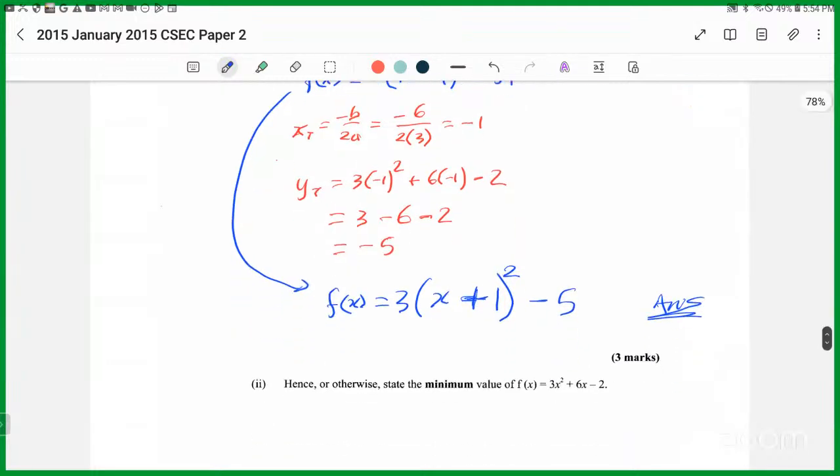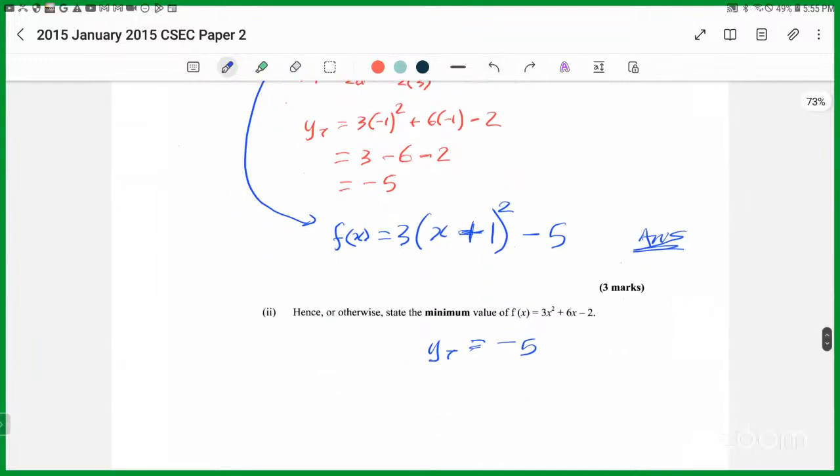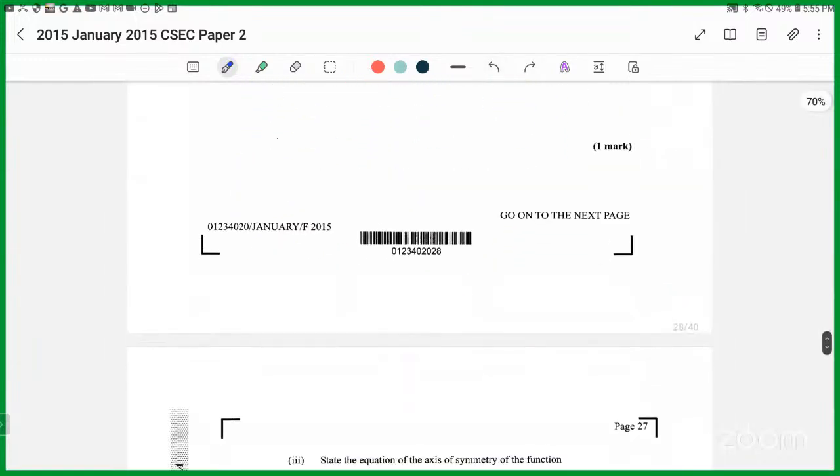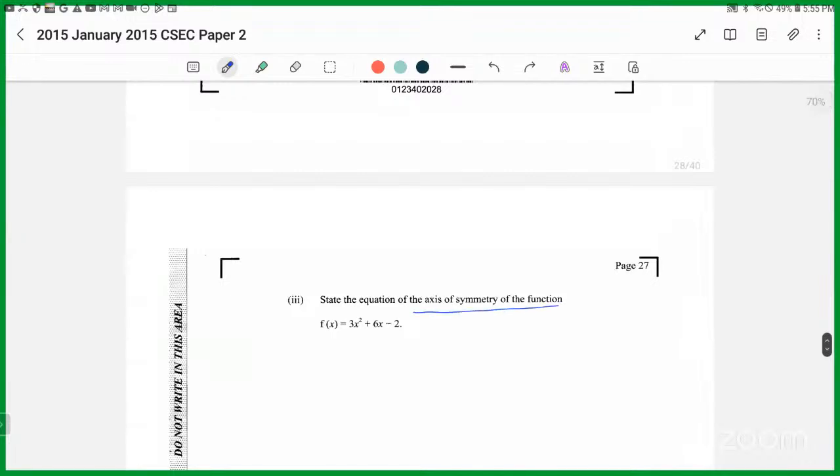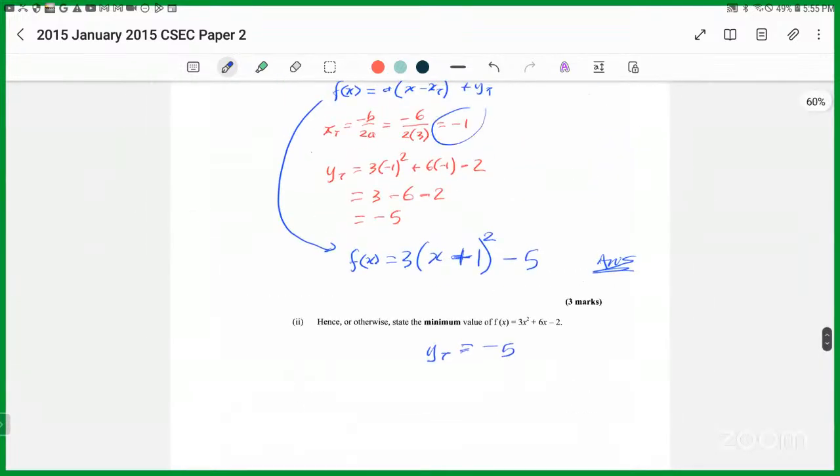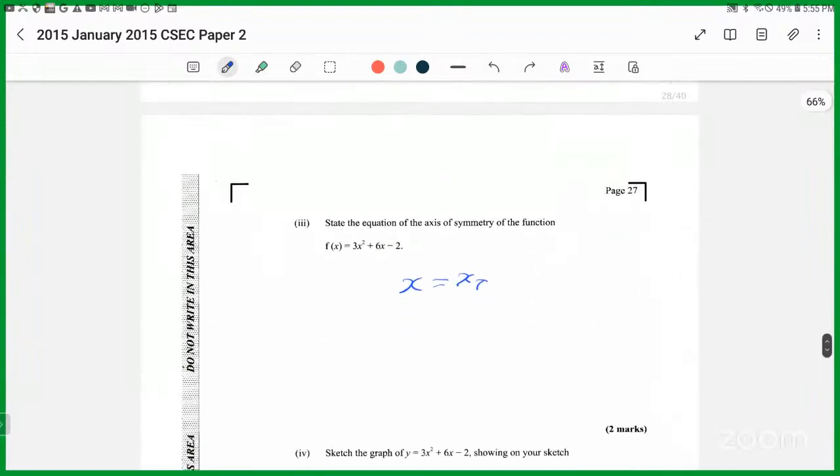Then it says to state the minimum value. The minimum value is the yt value, which is negative 5. That's the minimum value of the function; it is always the yt value. Negative 5. One more for that. It says state the equation of the axis of symmetry of this function. It is always x equal to the xt value. The value is negative 1. So the equation of the axis of symmetry is x equals negative 1.